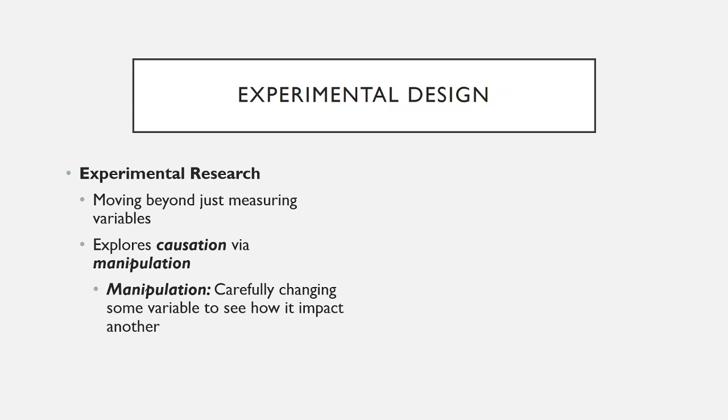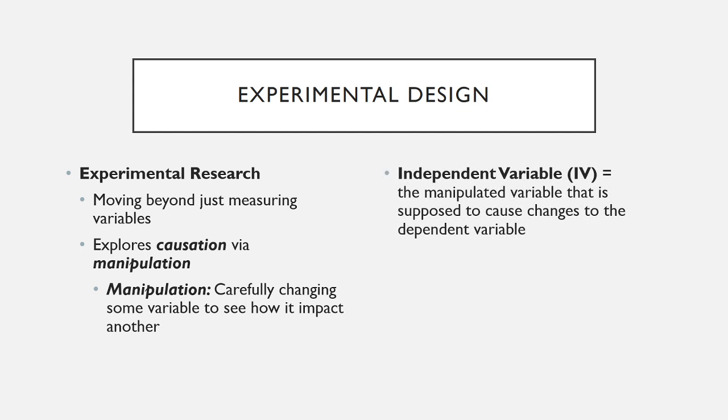Manipulation is the process whereby we can explore causality, because if we're just measuring the extent to which two variables occur, you can only look into correlation or covariance. But by carefully changing something about the environment, changing something about our proposed independent variable, we try and see whether or not something happens down the line with our dependent variable.